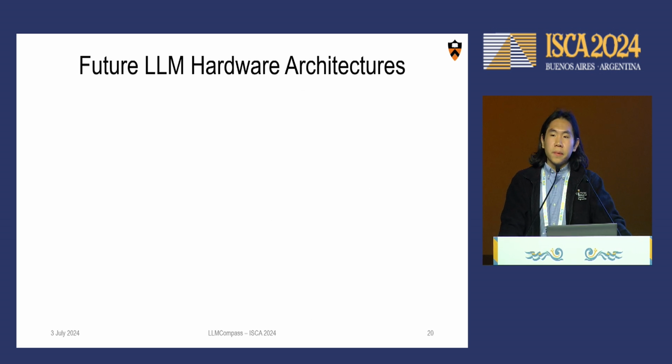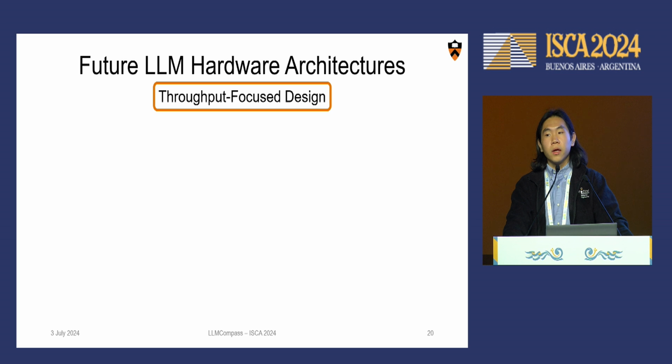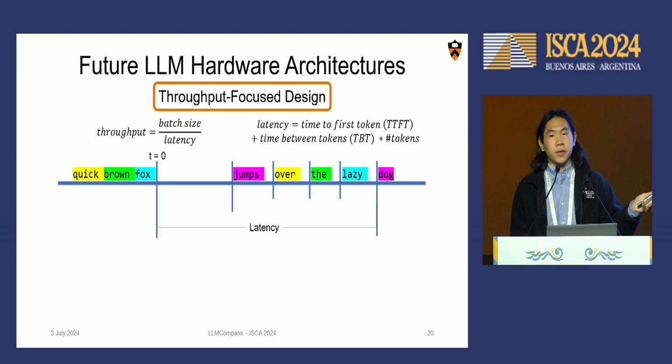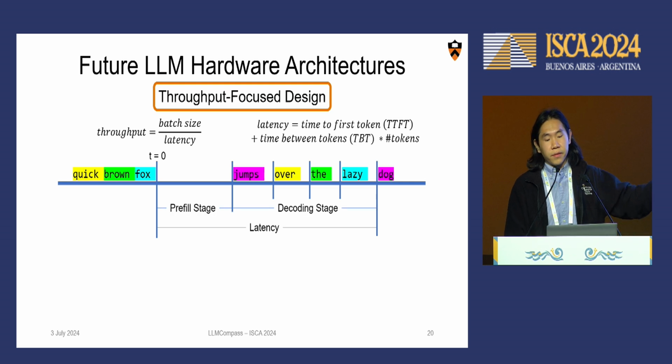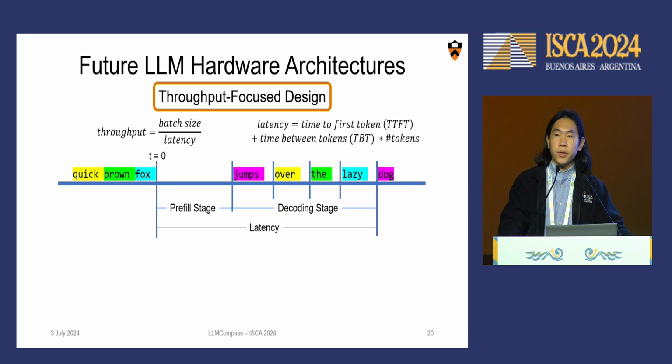We designed LLMCompass for studying future LLM inference hardware designs. So let's go over a throughput focused case study, which will tailor hardware to increase throughput performance. We define throughput as batch size divided by latency. And we define latency as the time it takes to generate all the output tokens. And this can be broken down into 2 stages, the prefill stage and the decoding stage. The prefill stage is before any output tokens are being generated. The decoding stage is when output tokens are being generated one by one.